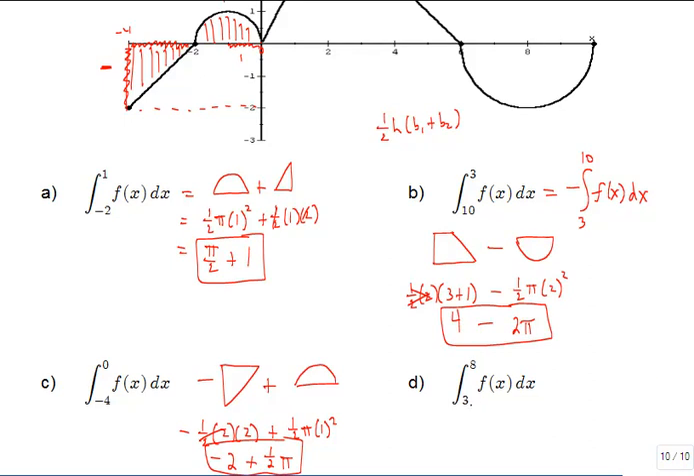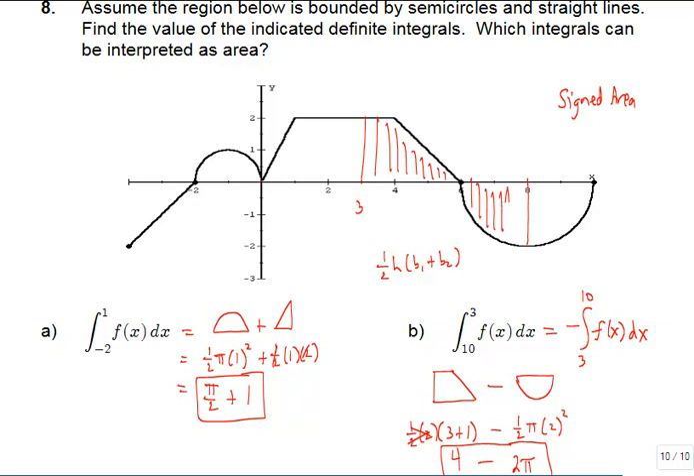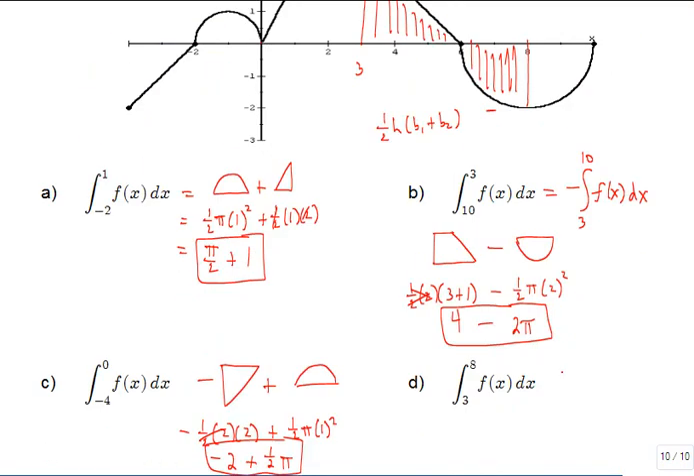Okay, the very last one, the integral from 3 to 8 of f of x dx. If I color that part in, from 3 to 8, so here's 3 to 8, I'm going all of this minus this. This is negative, this is plus. Oops, so I want my trapezoid minus, now this is no longer a semicircle, it's going to be a quarter circle.